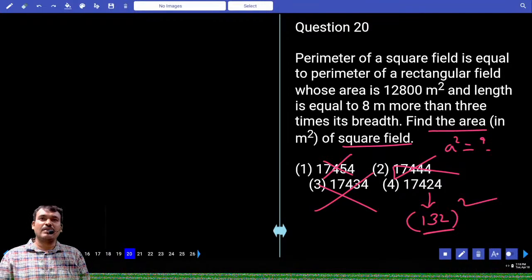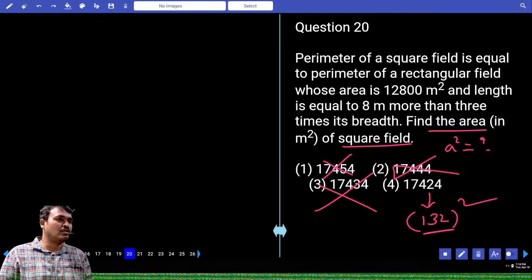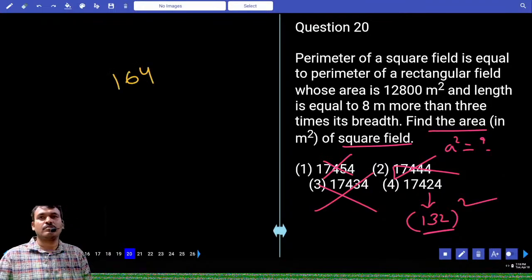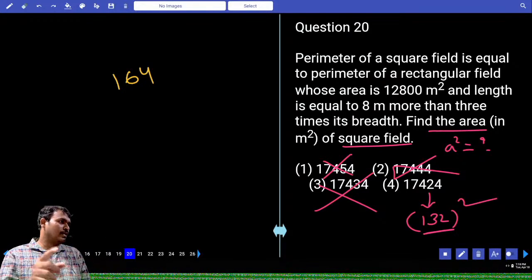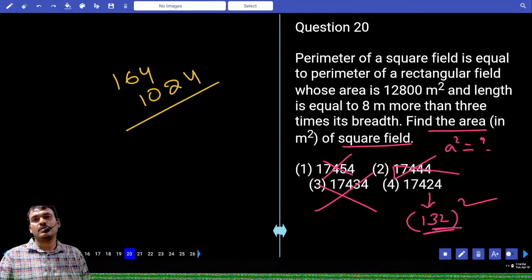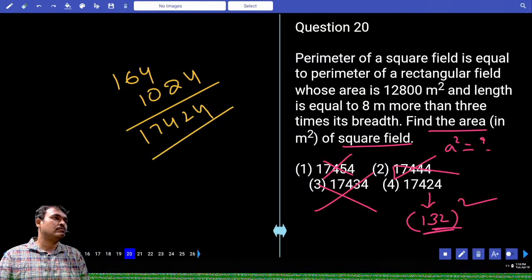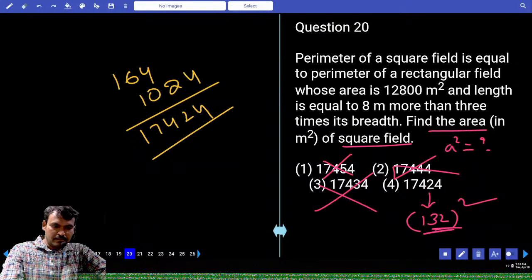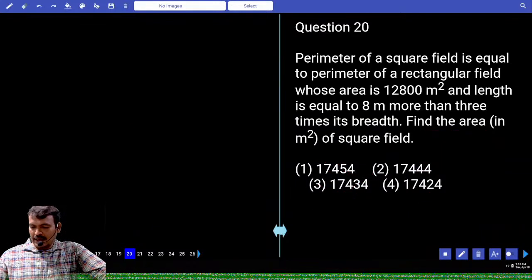Compared to 100, how much value is more? 32 more. 132 plus 32 is 164. What is the 32 square? 1024. Total it is 17424. Yes or no? Or the answer is already completed.